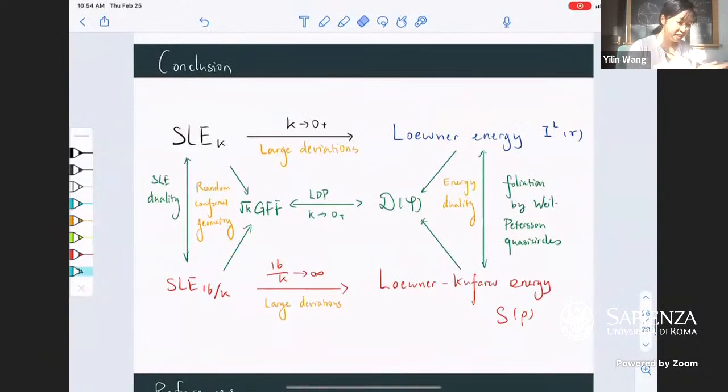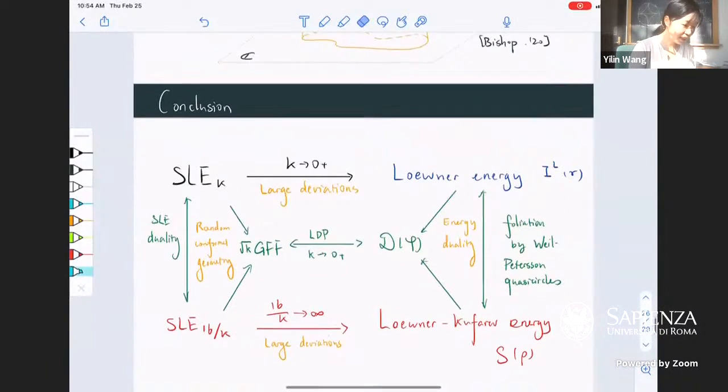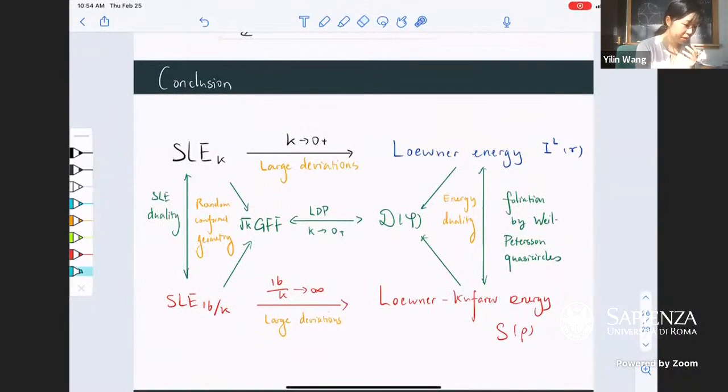Yeah, this is the last slide, and the second last is just summarizing my talk: for small kappa it gives rise to Weil-Petersson quasi-circles and Löwner energy, and for large kappa it gives Löwner-Kufarev energy. They're dual to each other by SLE duality. On the right-hand side, we also have this duality of energies by foliation of Weil-Petersson quasi-circles. They're all related to, coupled to, a Gaussian field whose large deviation is Dirichlet energy, and they're all related together.